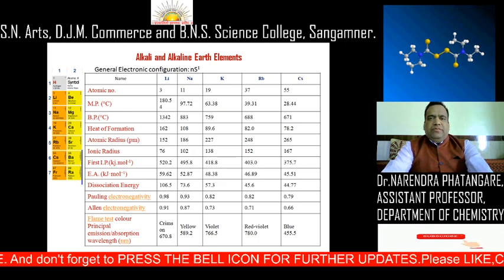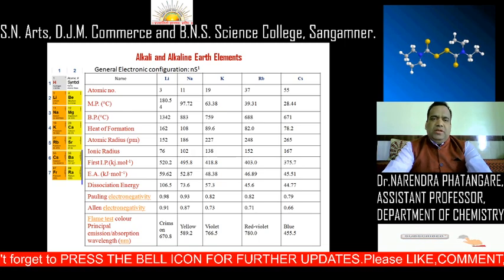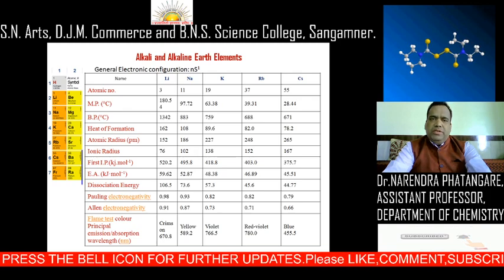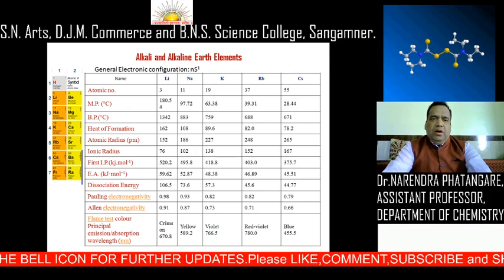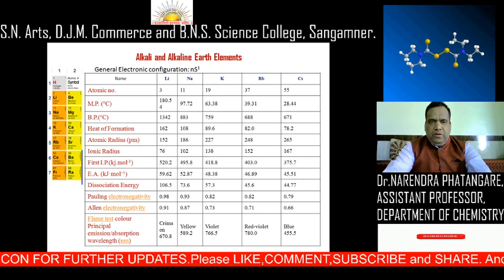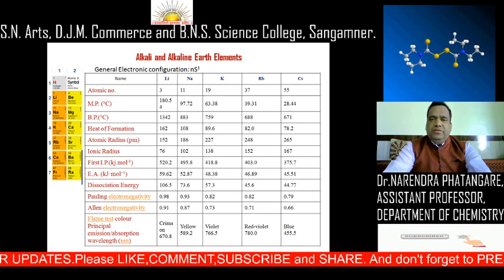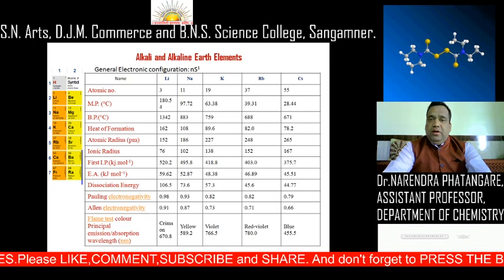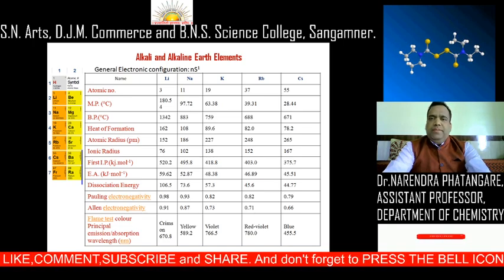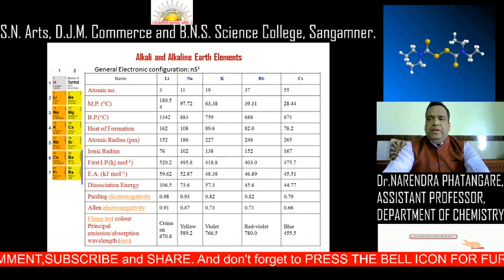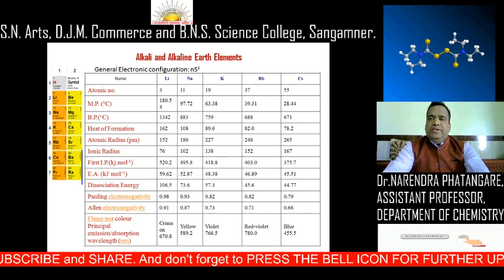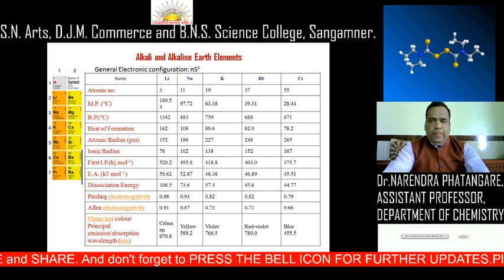In the initial part, we are going to discuss the different important periodic properties, the periodic trends of these alkali elements. The atomic number of lithium is 3 and it consecutively increases: sodium has 11, potassium has 19, rubidium has 37 and cesium has 55.